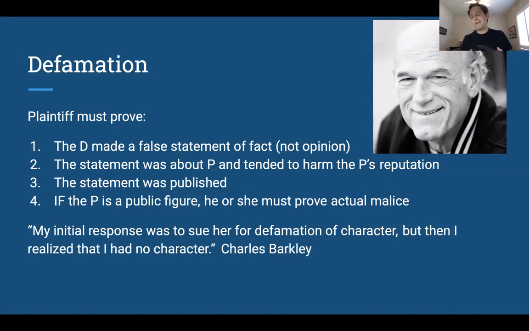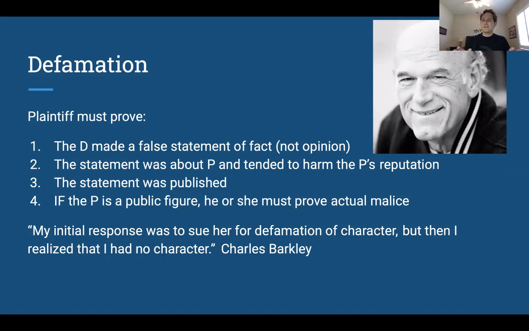All right, and then again, if the plaintiff is a public figure, then you have to prove actual malice, meaning that the person that published the defamatory statement knew that it was incorrect and published it regardless. That's why it's extremely difficult to prove that somebody knew something wasn't correct. Like, extremely difficult. Those cases hardly ever win.